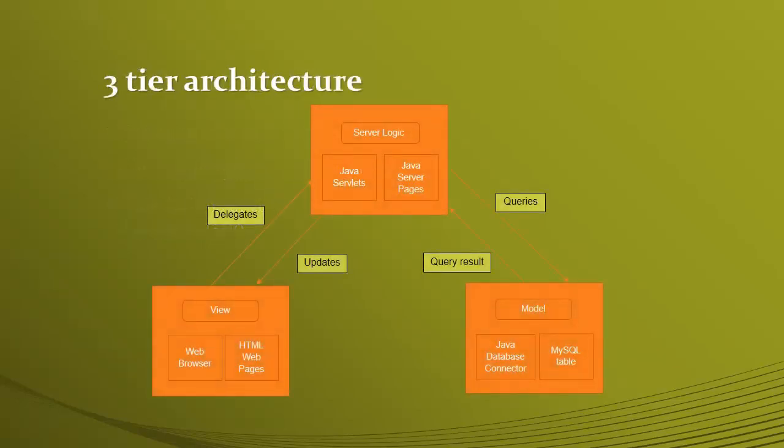The three-tier architecture was used to ensure minimum coupling of the code. The view is separated from the model by using a middleman, the server logic in between. The view and the model can only communicate through the server logic. This ensures that our code can be tested nicely and can be developed independently.